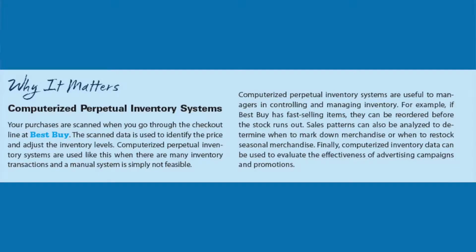In our inventory chapter, we have a case where we're dealing with perpetual inventories, and so we talk about Best Buy's perpetual inventory system. So if you go to Best Buy and buy something, they're going to scan the barcode at the cash register that automatically updates Best Buy's inventories. And so that's an example of a perpetual inventory system.